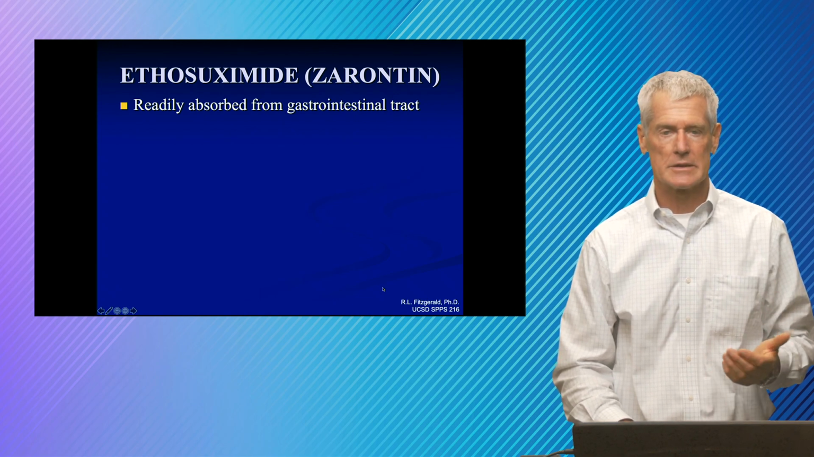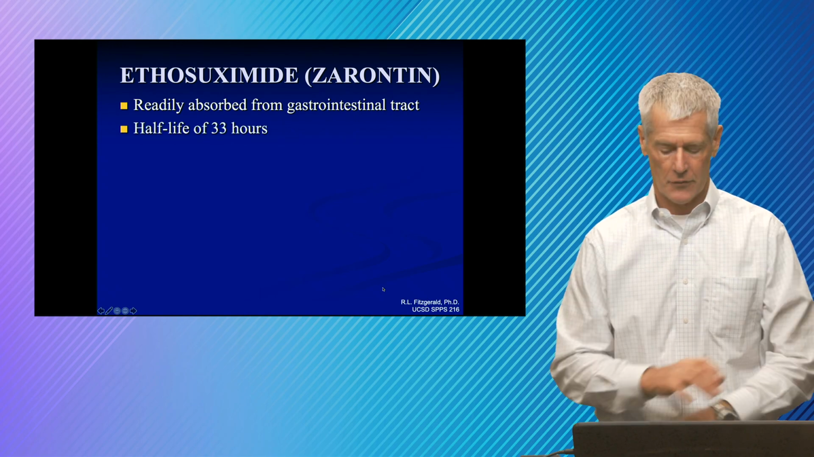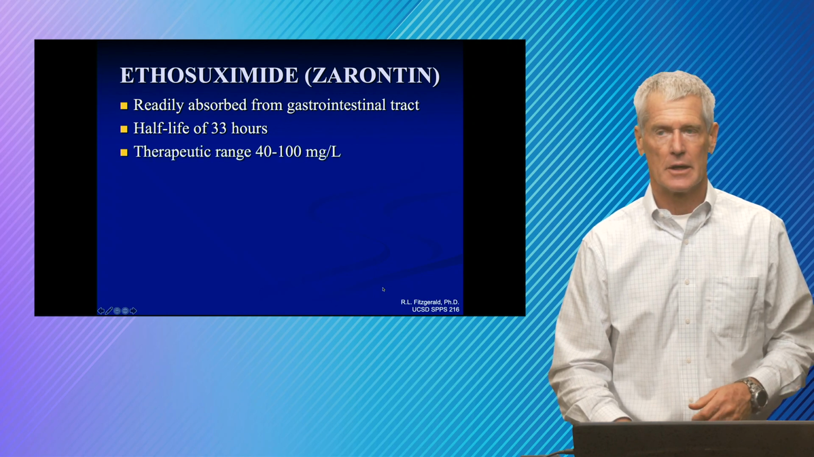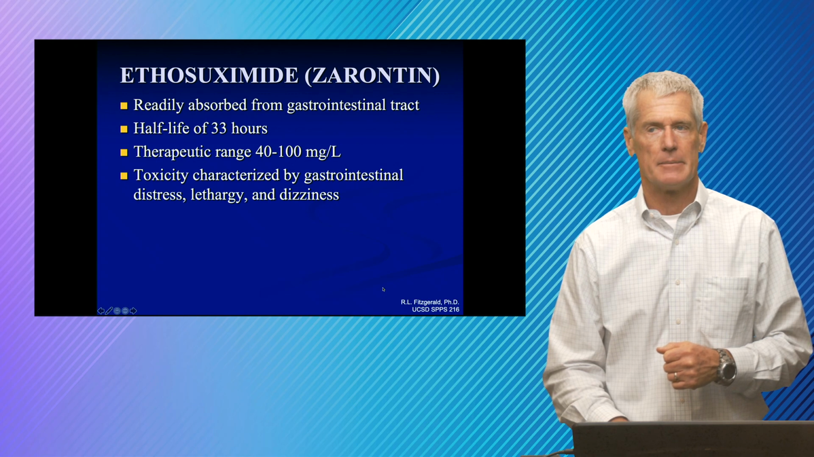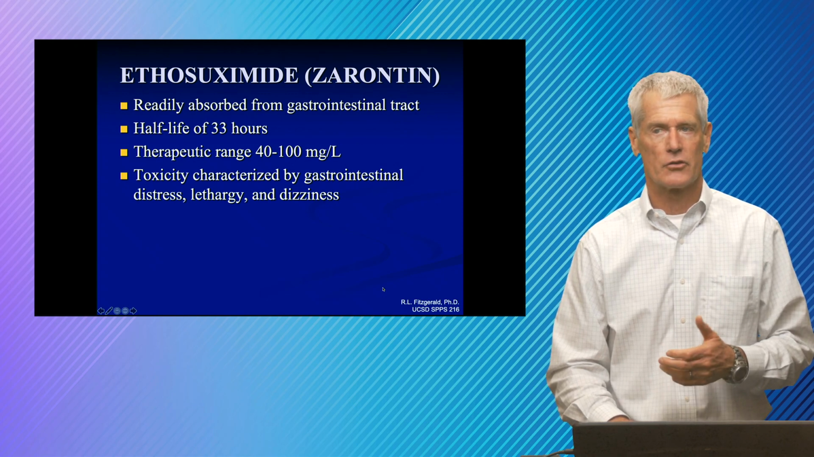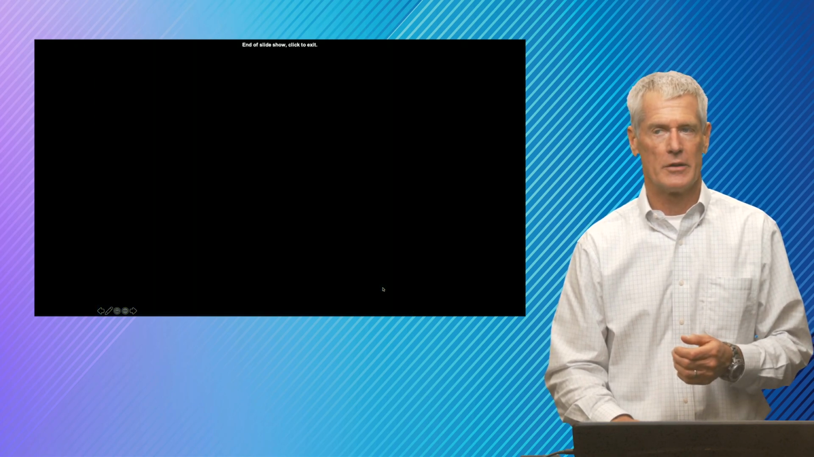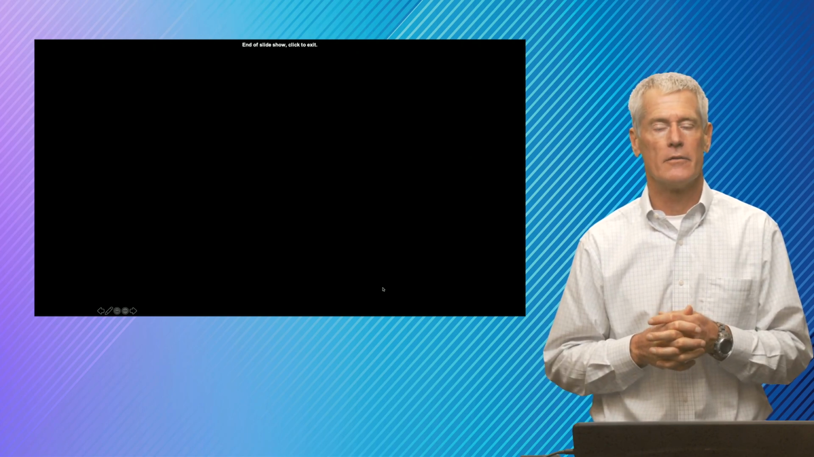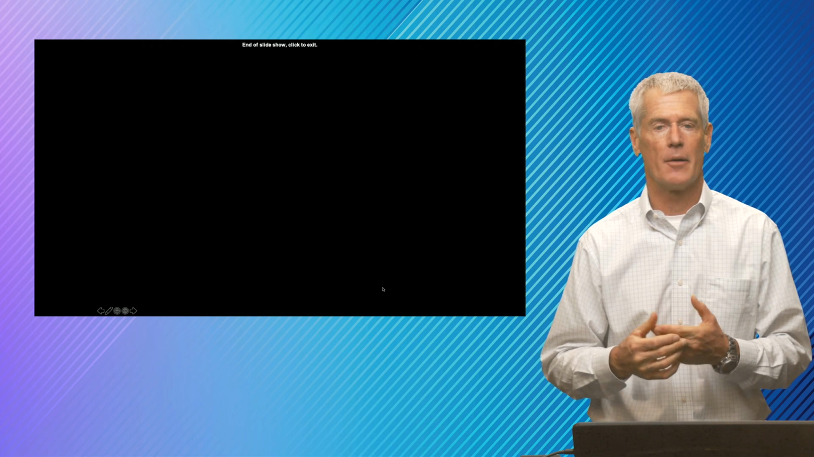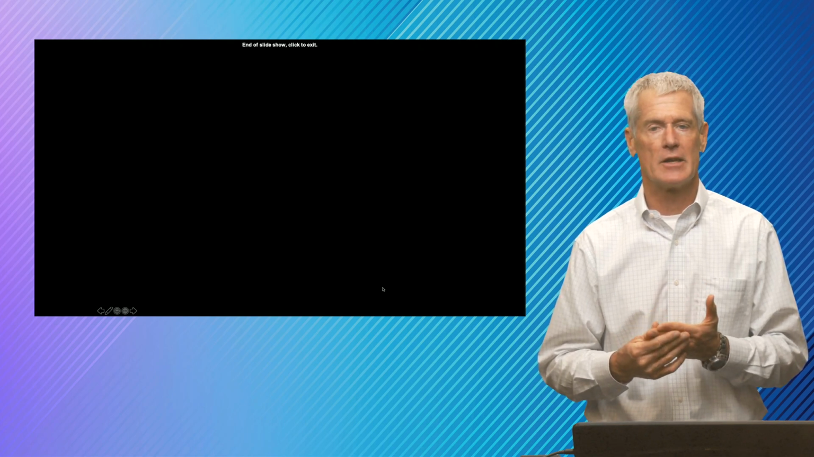ETHOSUXIMIDE, ZARONTIN, half-life of about 33 hours, reasonably well-defined therapeutic range. GI distress, lethargy, and dizziness would be toxicity. And that's a quick overview of, an introduction to TDM and some of the more commonly measured anticonvulsants.